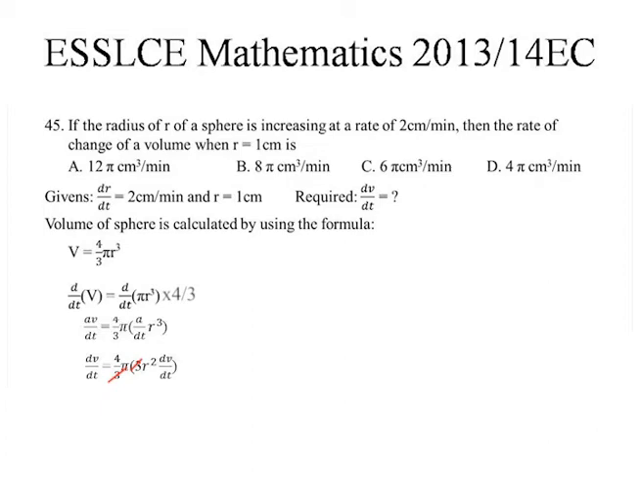Plugging the values of r and dr by dt into their respective positions, we will find dv by dt is equal to 4 pi times 1 centimeter squared times 2 centimeter per minute, which gives us 4 times 2, which is equal to 8 pi centimeter cube per minute. So choice B is the correct answer.